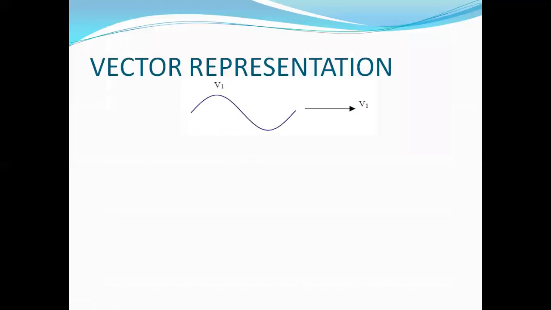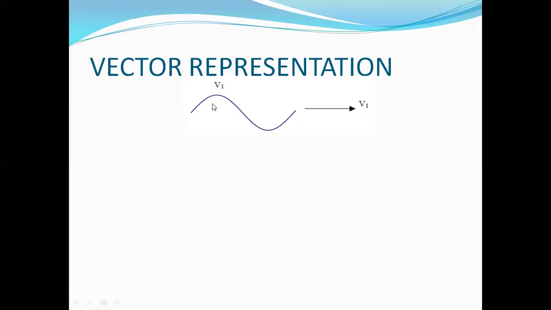Now we will see this vector representation. This is a sinusoidal wave having a magnitude v1. Magnitude v1 means its peak value is v1, so the instantaneous value is v1. It can be represented like this, v1, because it is making an angle of 0 degree with the positive x-axis, coinciding with the 0 degree axis. So this vector can be represented like this.